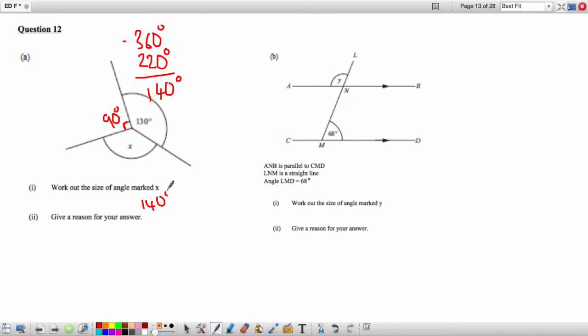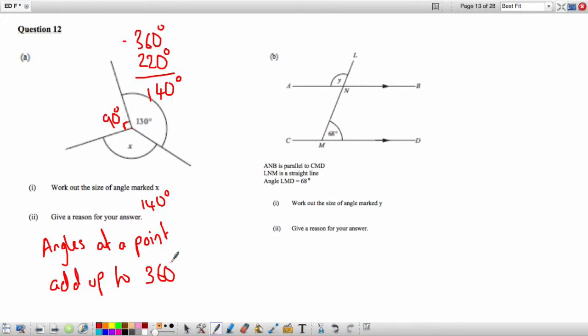The reason angles at a point add up to 360 degrees.